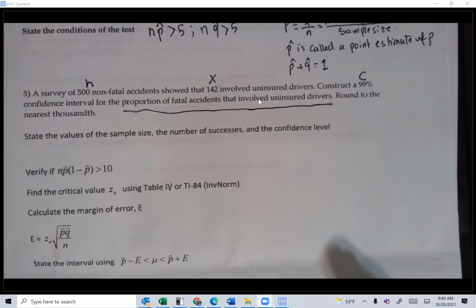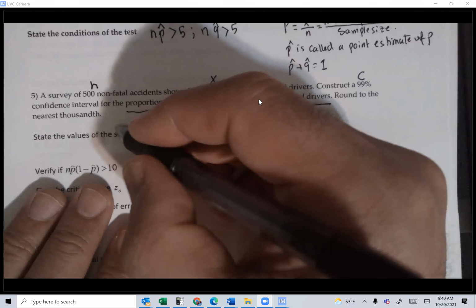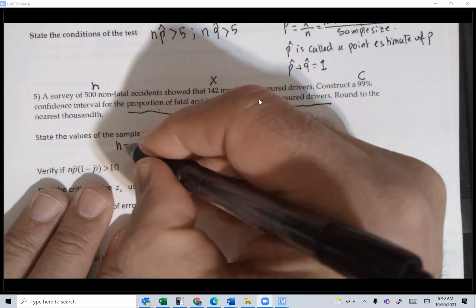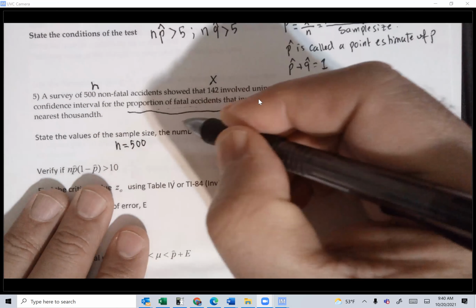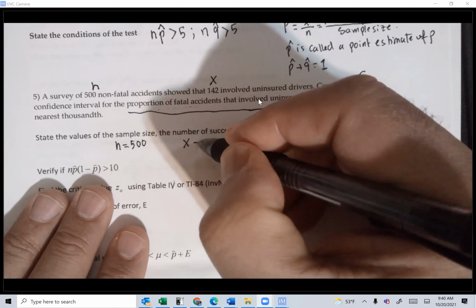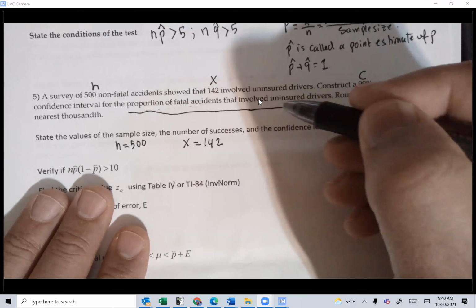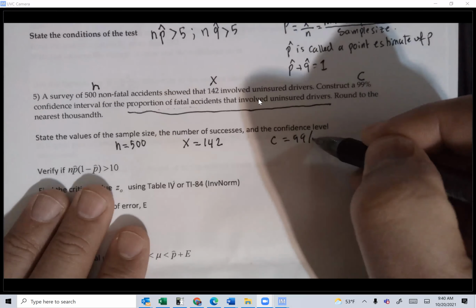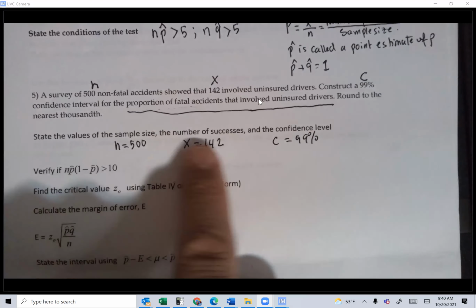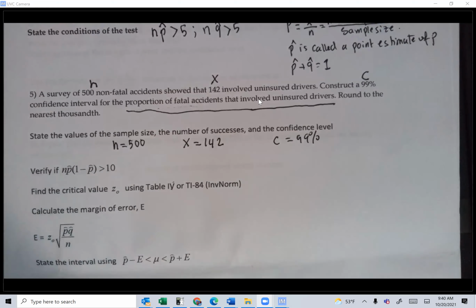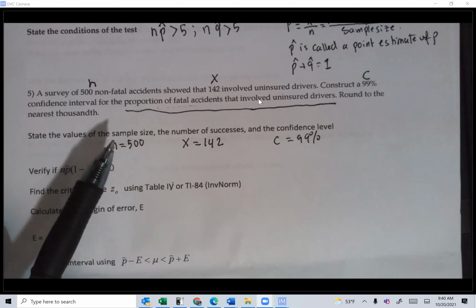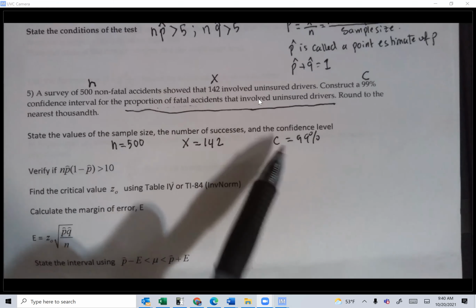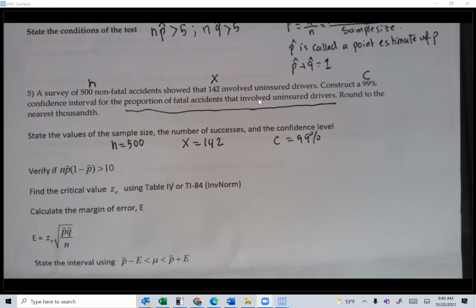Okay, so he wants a confidence interval for the proportion. State the value of the sample size. N is 500. I'm gonna walk you through the guided notebook. That's why it's called the guided notebook, in steps. And C is 99%. Once you identify this, you're ready to use the calculator because the calculator will ask you for N, for X, and for C. It asks you for those 3 values.